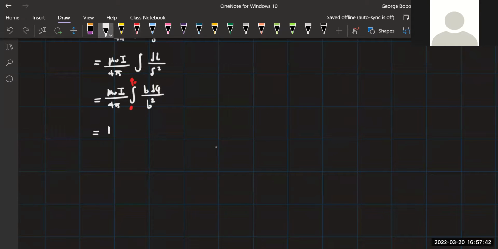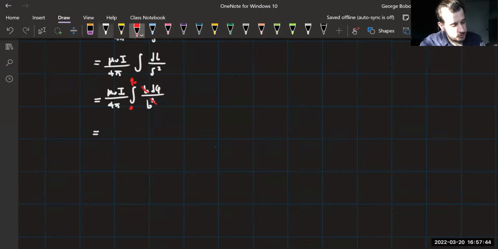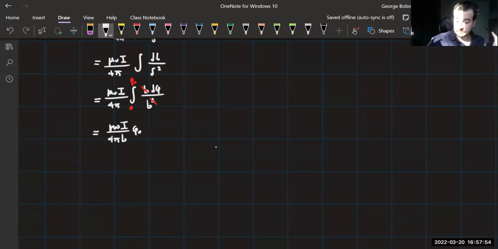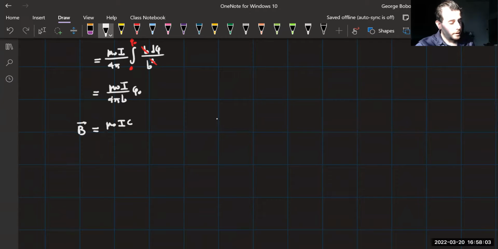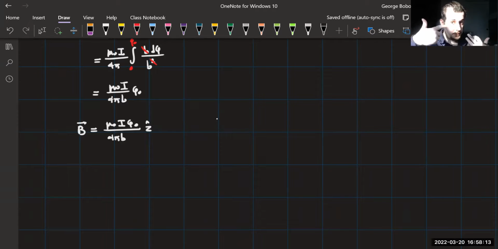You get here, one factor of b cancels. You get here mu naught I over 4 pi b. And then you just get phi naught. That's it. And when you put it all together, of course, the magnetic field is this entire thing, but again, in the direction positive z hat. So out of the page, like toward your face, basically. Perfect.